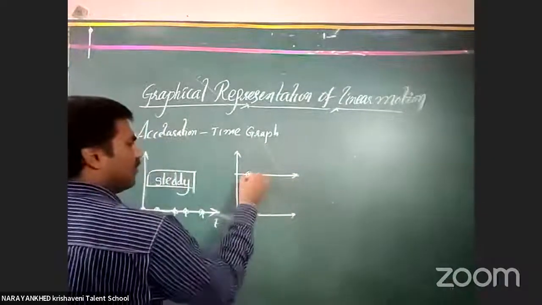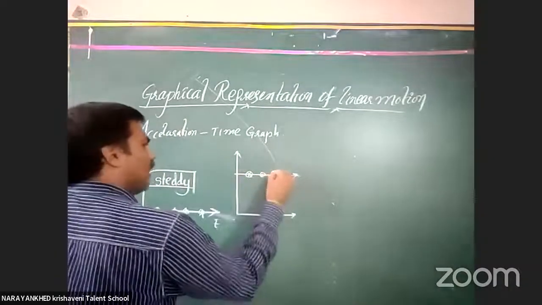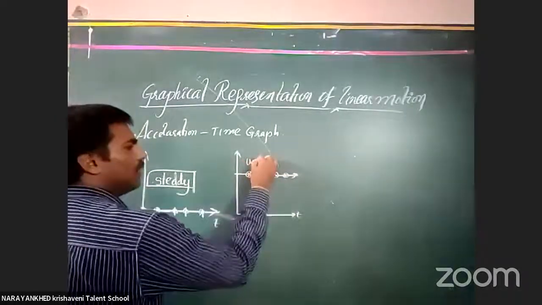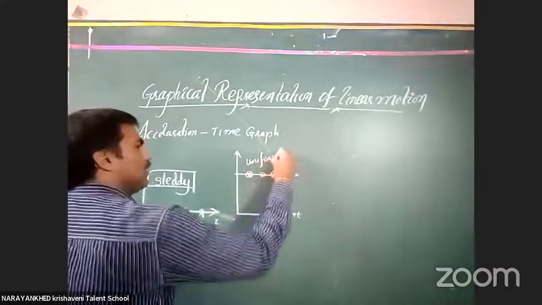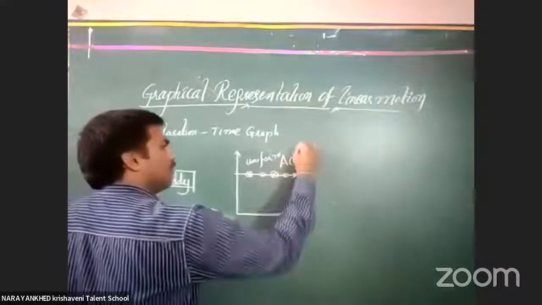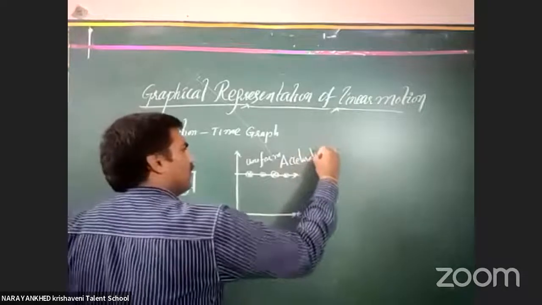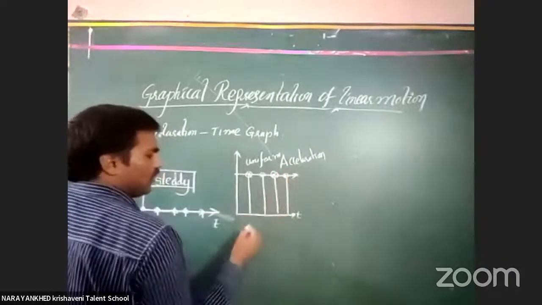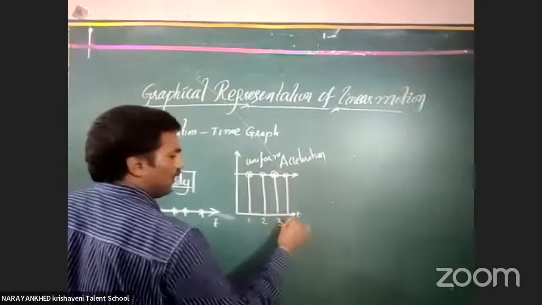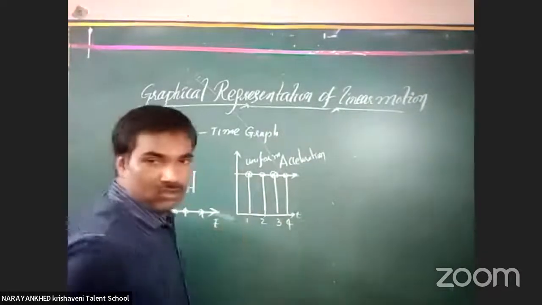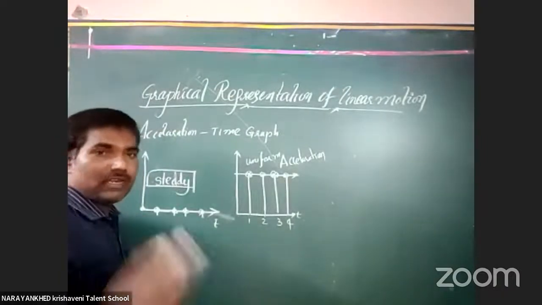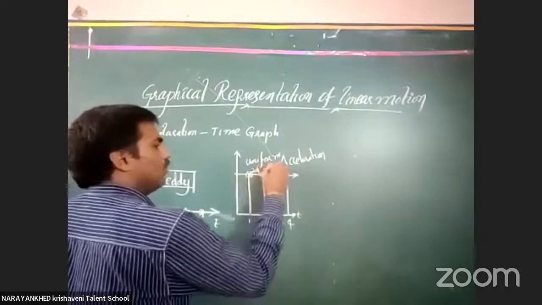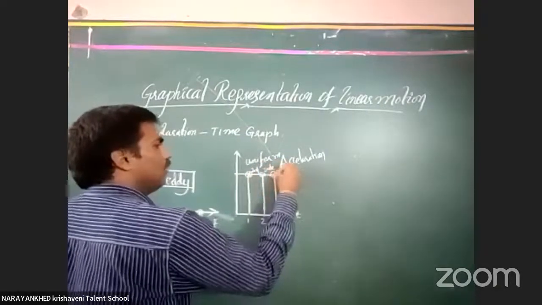We already discussed this yesterday, students. Parallel to the time axis means uniform acceleration. Suppose the body at 1 second, 2 seconds, 3 seconds, 4 seconds. Everywhere the acceleration is there, and it is equal. Means what? It is 2 meter per second square. It maintains 2 meter per second square.